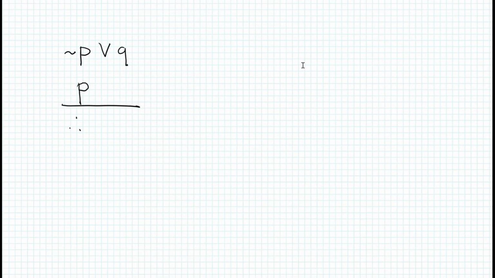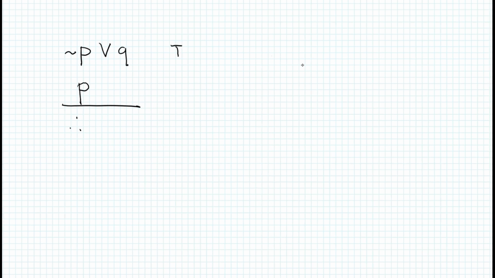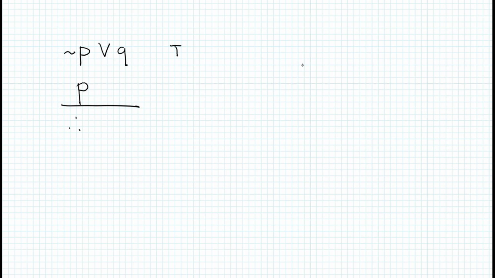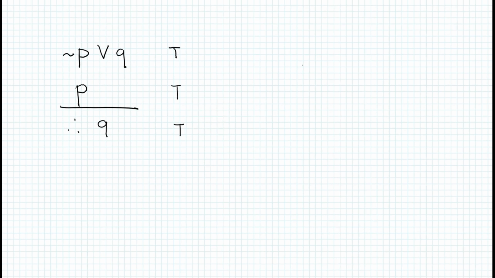So let's look at another example. What if we had not P or Q as our first premise? We know that premises are true, so we can write T over here. And the second premise is true, correct? So what has to follow here? What can we conclude that is also true? Well, in this case, we just say that Q is true, okay?